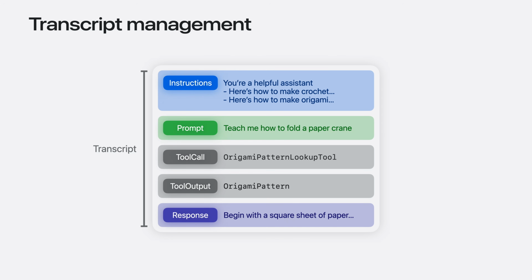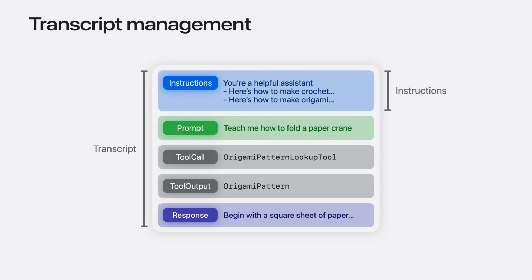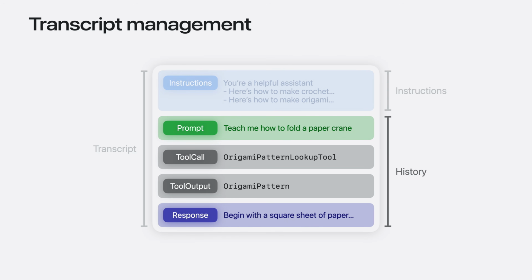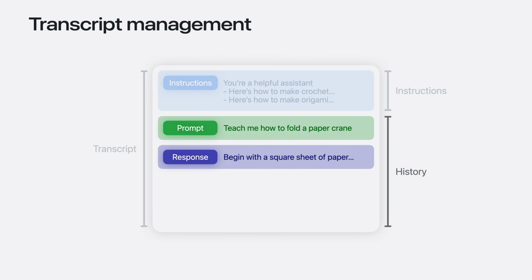The transcript is the language model session's representation of the model's context. Dynamic instructions offers one way to modify the transcript. More specifically, it allows modifying the instructions entry. For updating the remaining entries, we'll use a window into the transcript called History. Dropping tool calls is one easy way to trim history. Let's take a look at how you'd implement this.